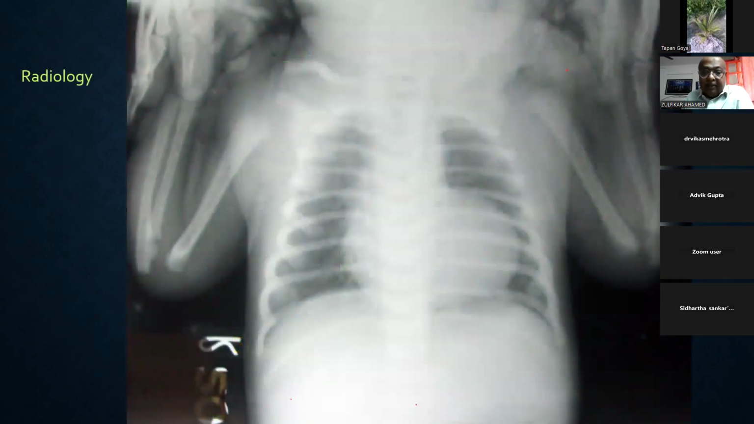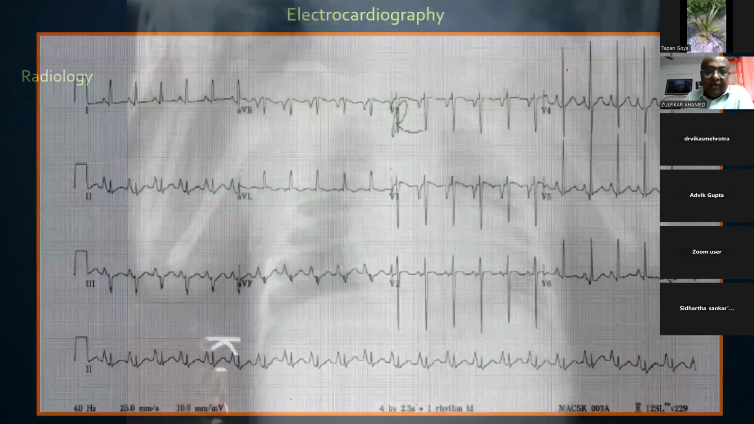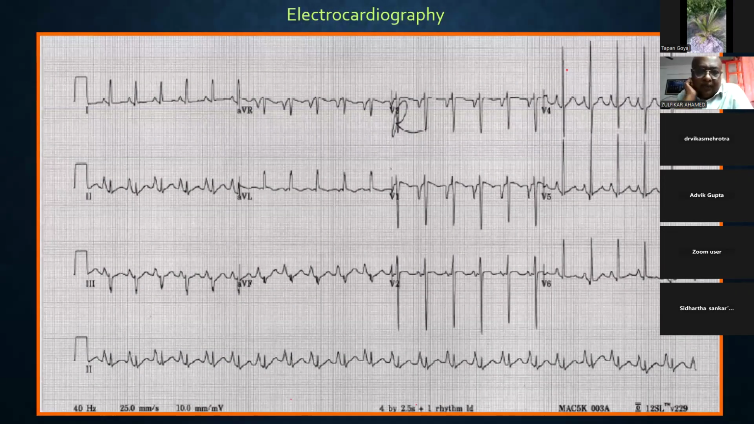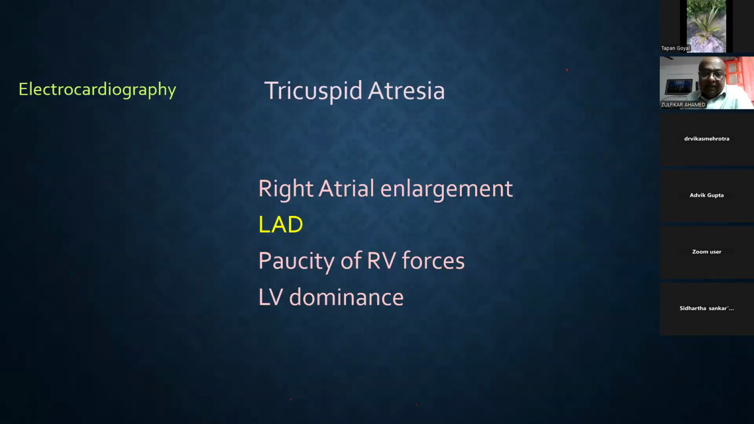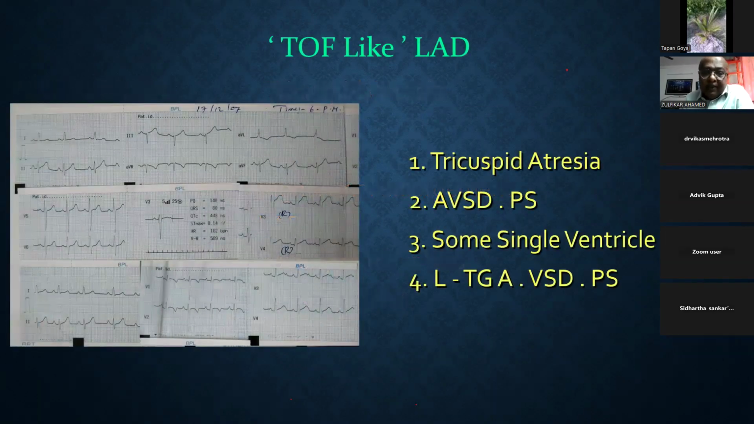This is a right atrial enlargement in tricuspid atresia. But what is more important is the electrocardiography. As you can see here, there is a very tall P wave, almost like a Himalayan P wave. There is a left axis deviation, and then we have a poor RV force and a very good LV force. So four findings of tricuspid atresia are right atrial enlargement, left axis deviation, poor RV force, and a good LV force.